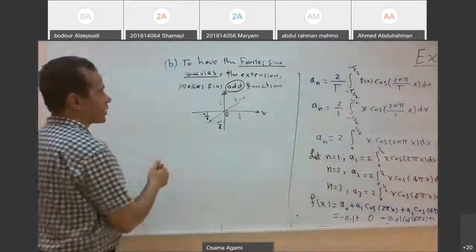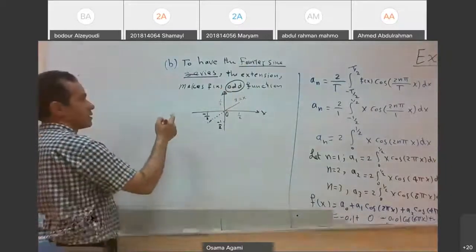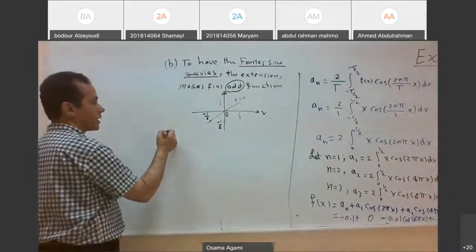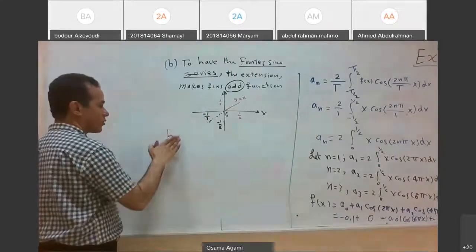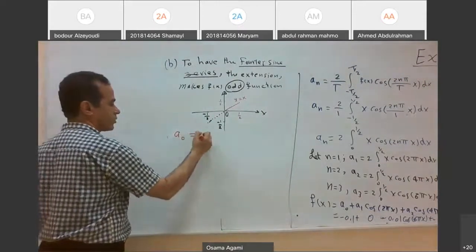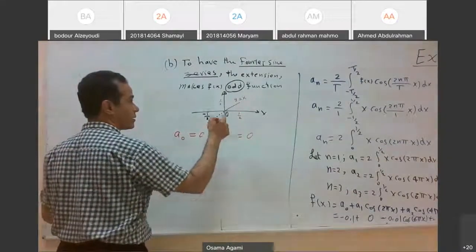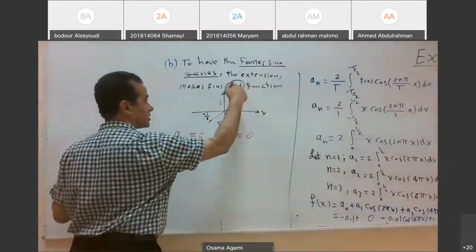Now I finish this one. Now I know I'm looking for Fourier series, Fourier sine. Okay, so a naught and a_n will be 0, right? a naught will be 0 and a_n will be 0. Why is that? Because my function is an odd function.